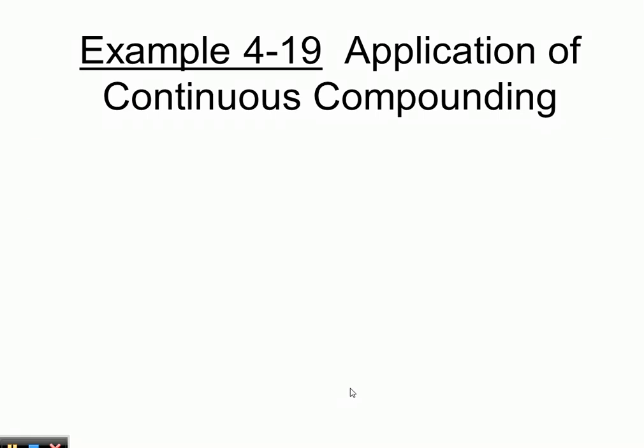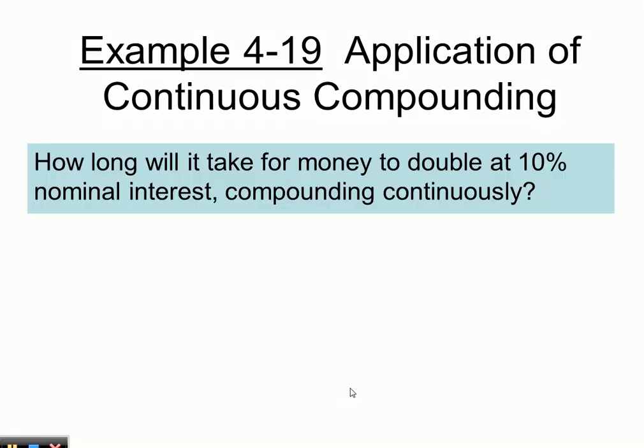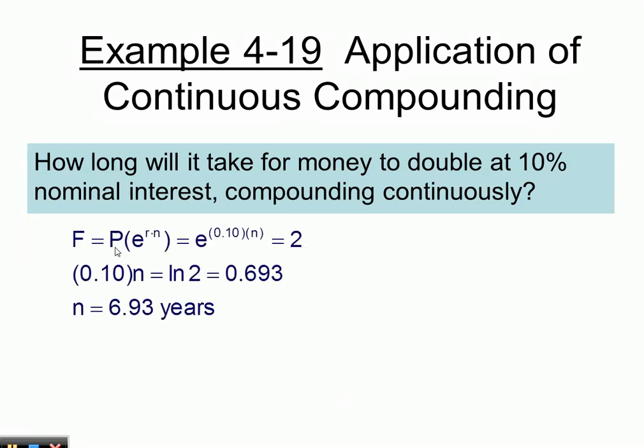Here's another example of using continuous compounding. How long will it take for the money to double at 10% nominal interest compounding continuously? To double means that we need to set up an equation. If we have some sum of money, let's say P at present, in the future we want to have 2P. Using the formula for F, if we plug in 2P instead of F, we cancel off the P's and we get 2.